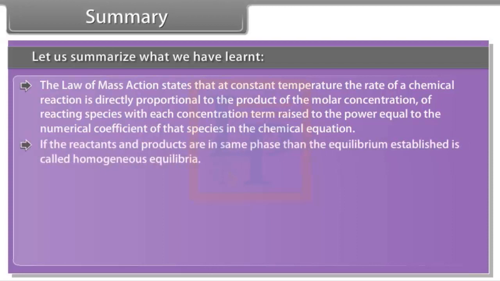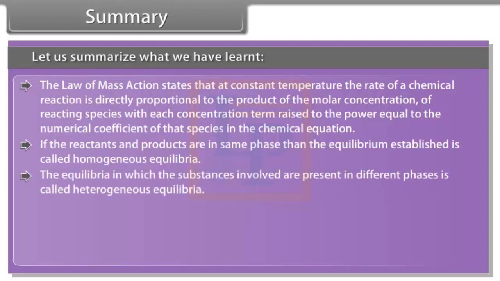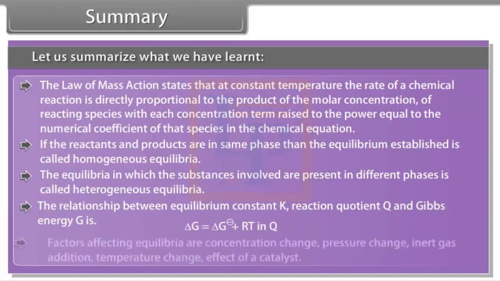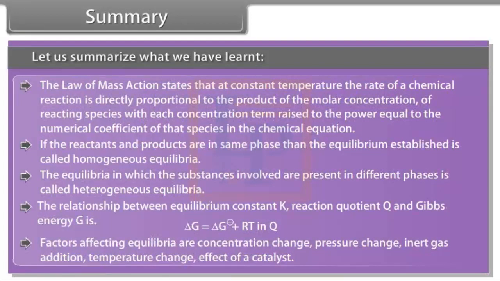If the reactants and the products are in the same phase, then the equilibrium established is called homogeneous equilibria. The equilibria in which the substances involved are present in different phases is called heterogeneous equilibria. The relationship between equilibrium constant K, reaction quotient Q and Gibbs energy G is given. Factors affecting equilibria are concentration change, pressure change, inert gas addition, temperature change, and effect of catalyst.